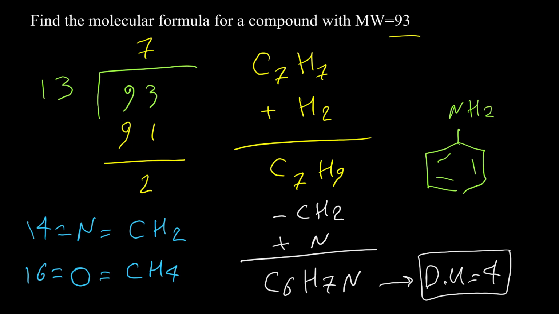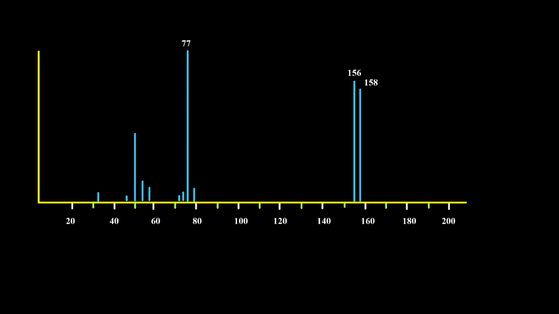So nitrogen is a little clear, but how about chlorine and bromine? To realize if there is chlorine or bromine in our structure, we need to take a look at their special pattern in mass spectra. Let's start with bromine.